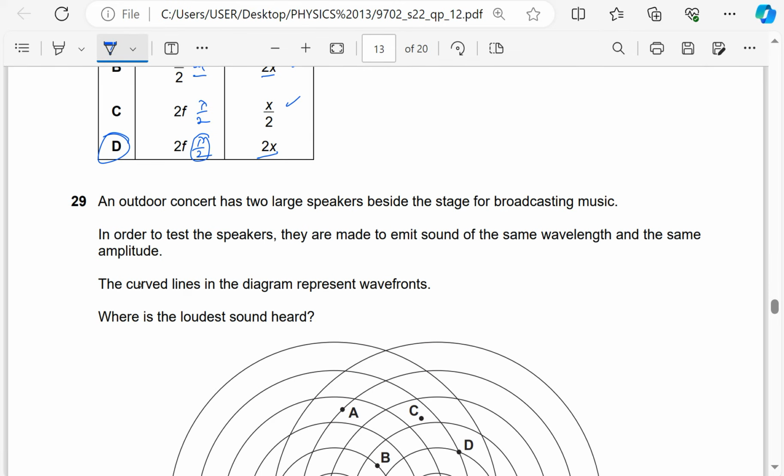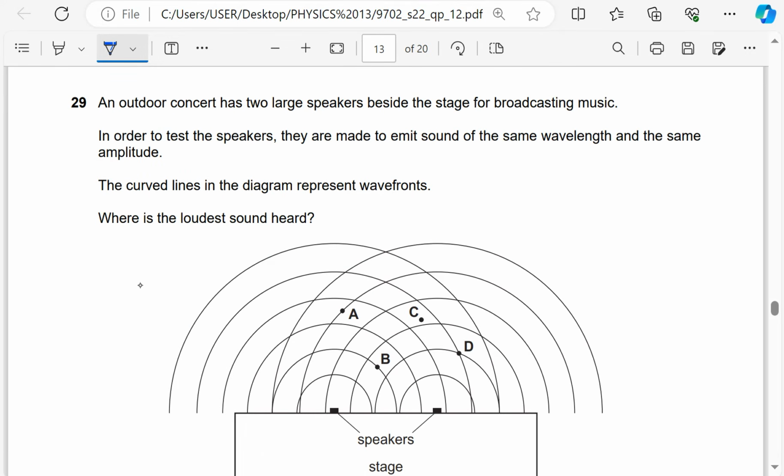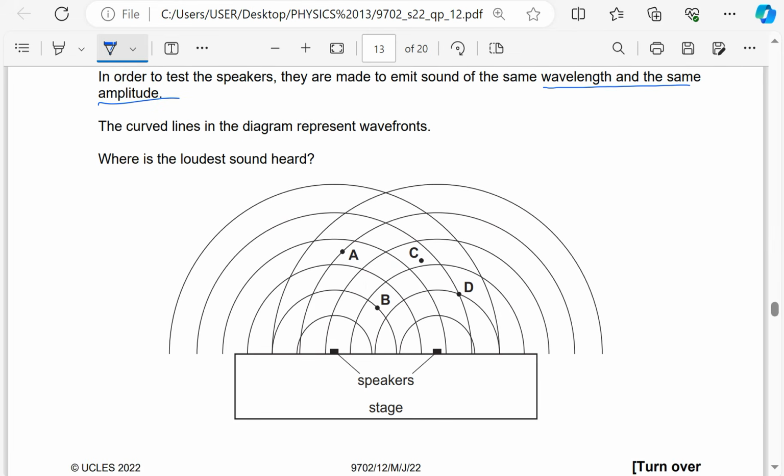An outdoor concert has two large speakers beside the stage for broadcasting music. In order to test the speakers, they are made to emit sound of the same wavelength and the same amplitude. Same amplitude, same wavelength, so that means they are coherent. The curved lines in the diagram represent wavefronts. Where is the loudest sound?